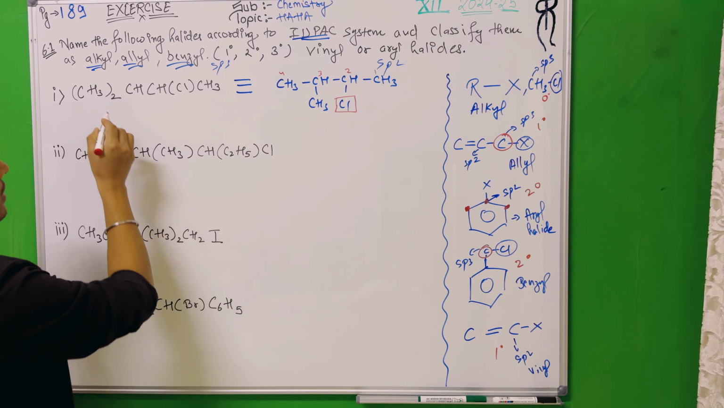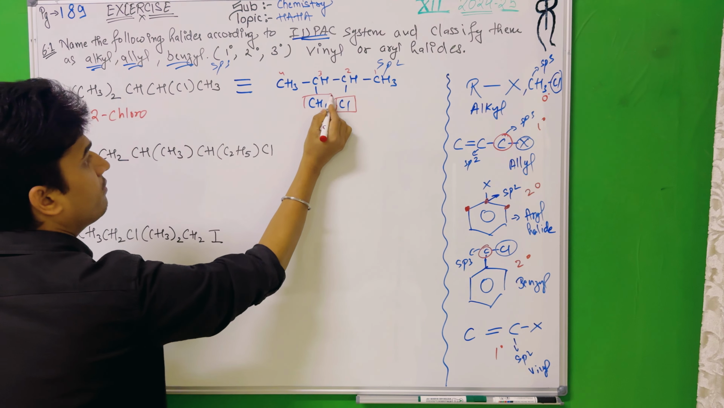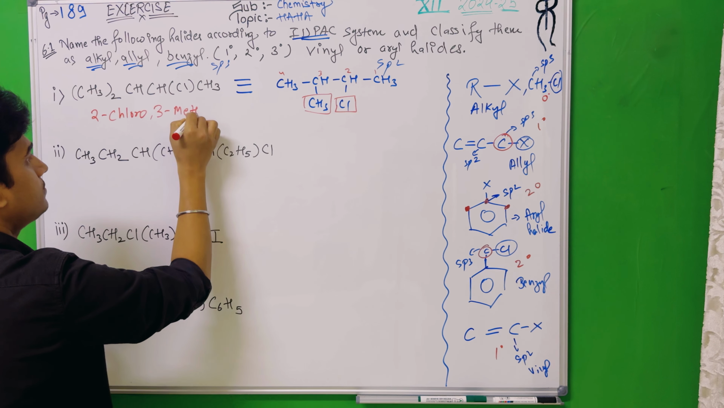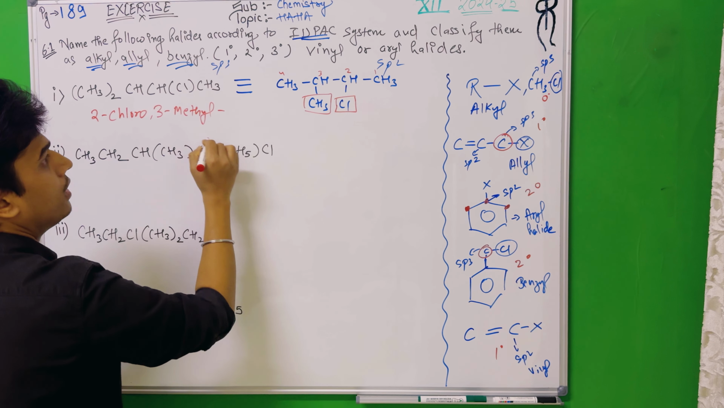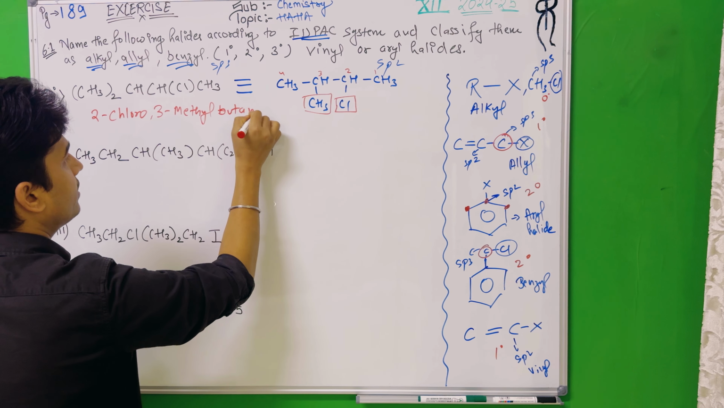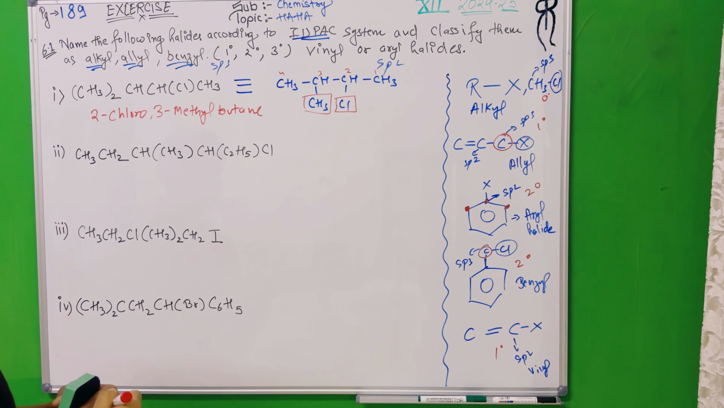So we have 2-chloro, and then we have a branching, 3-methyl, then we have butane. So butane. So 2-chloro, 3-methyl, butane. Also now you have to give the degree of it.